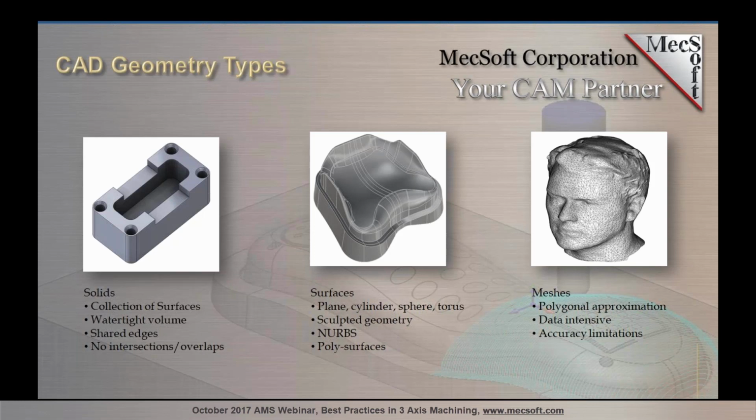And so when you think about geometry, solids would be the preferred option if it is available to you, followed by surfaces, which are accurate mathematical representation. And your last option would be meshes if there is no other way for you to receive the data to start your machining process.